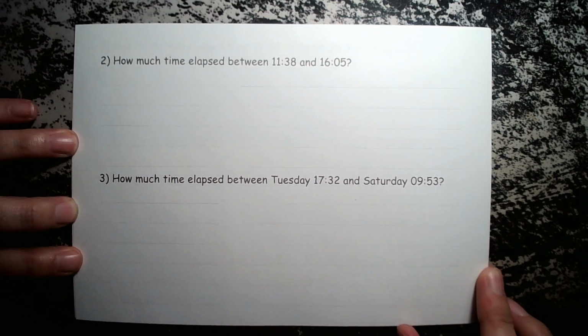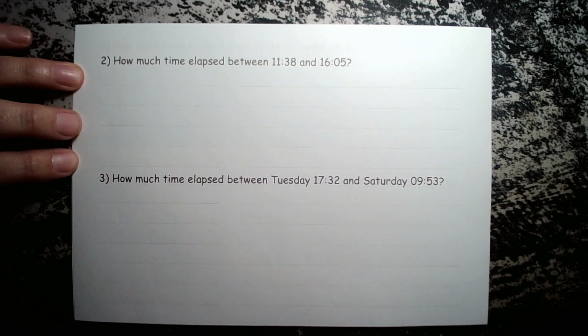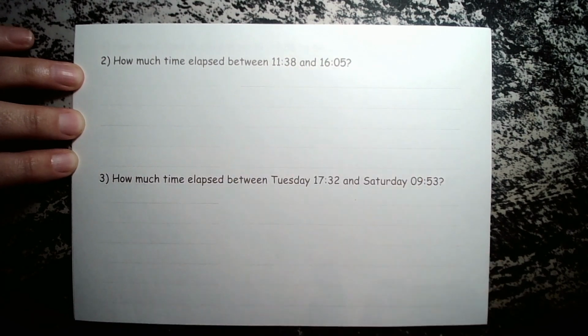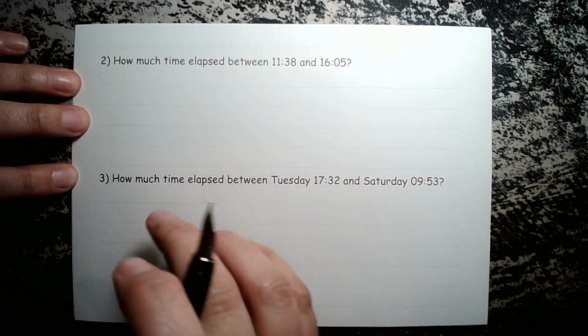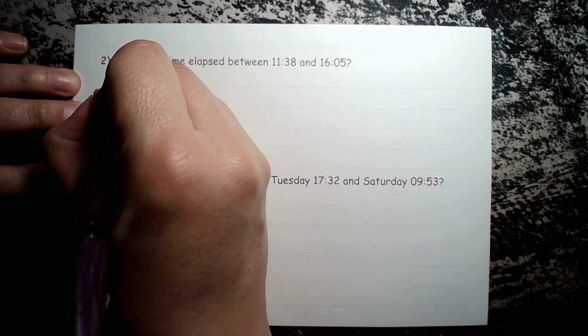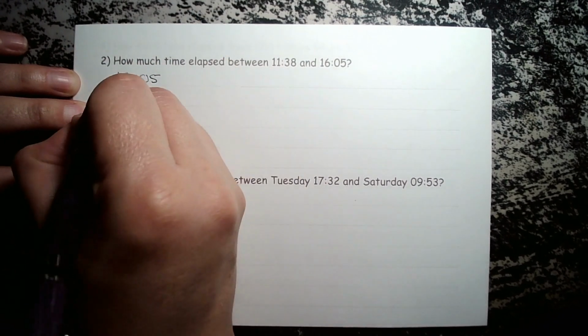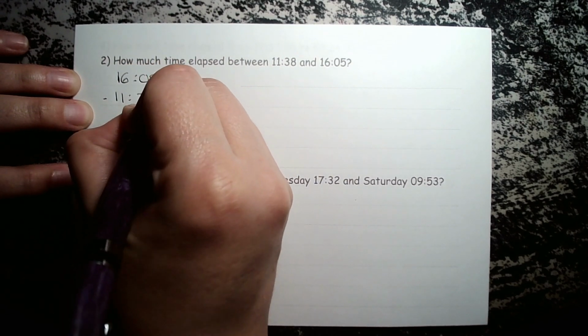Okay. Number 2, how much time elapsed between 11:38 and 16:05? So that means that this is already in the 24-hour format. This is in the afternoon. This is in the morning. So column format. 16:05 minus 11:38.